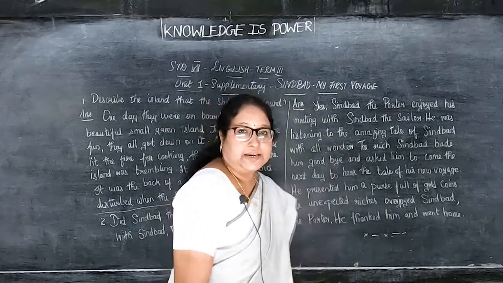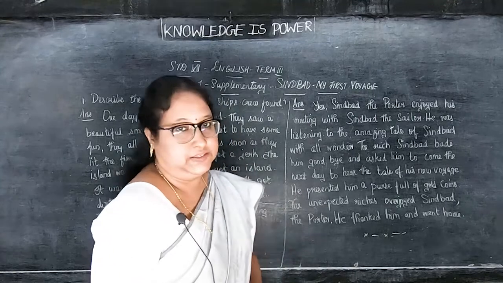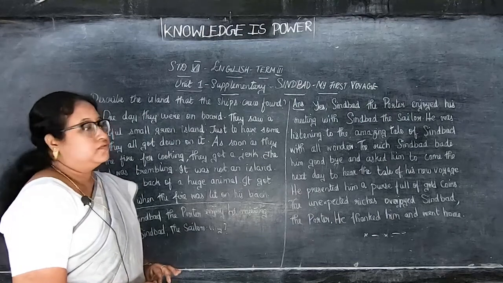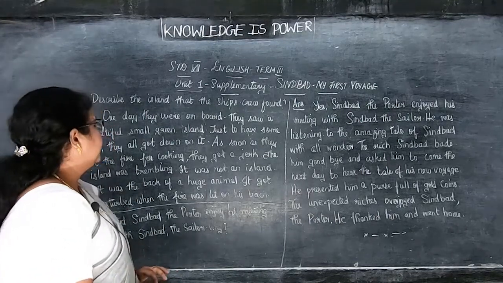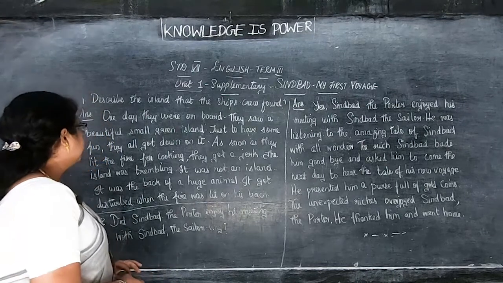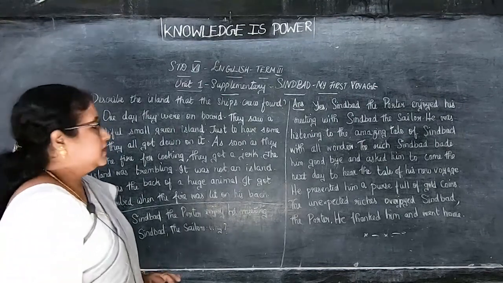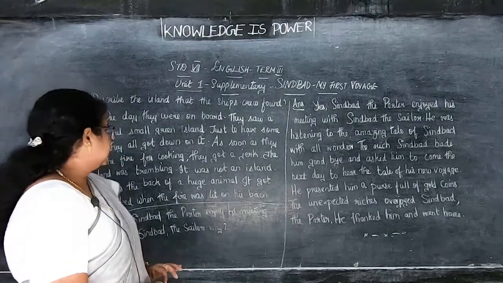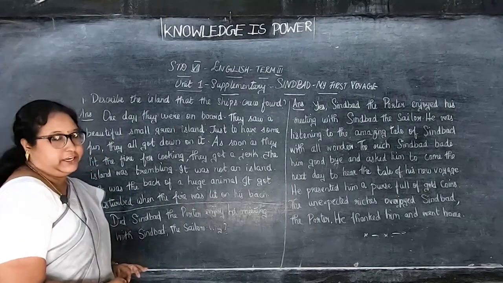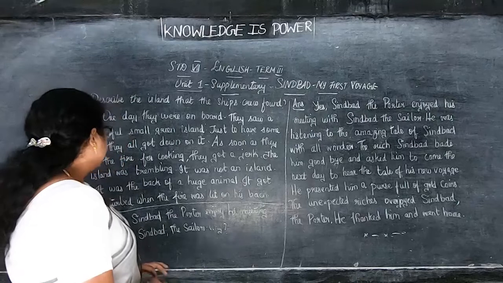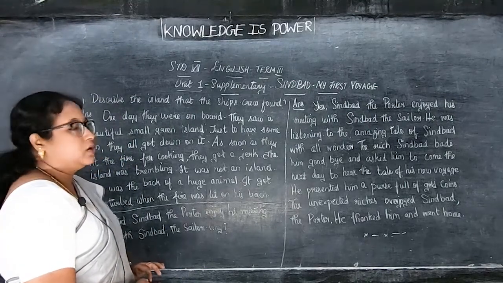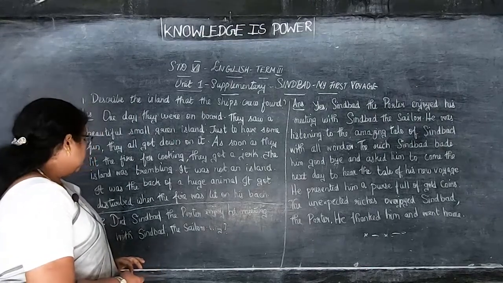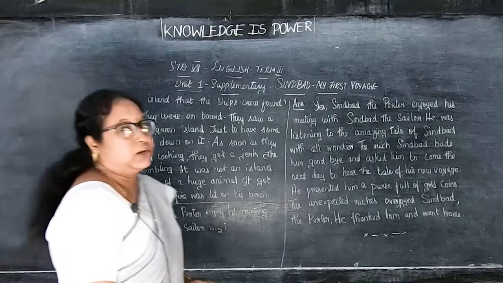Okay, children. So once again I'll read. You can read along with me. Only then it will be easy for you to learn, children. So describe the island that the ship's crew found. One day they were on board. They saw a beautiful small green island. Just to have some fun, they all got down on it. As soon as they lit the fire for cooking, they got a jerk. The island was trembling. It was not an island. It was the back of a huge animal. It got disturbed when the fire was lit on his back.